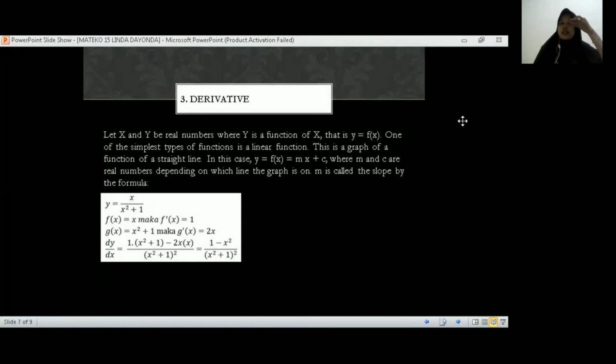Number 3, derivative. Let x and y be real numbers where y is a function of x, that is y = f(x). One of the simplest types of function is a linear function. This is a graph of a function of a straight line. In this case, y = f(x) = mx + c, where m and c are real numbers depending on which line the graph is on. m is called the slope.